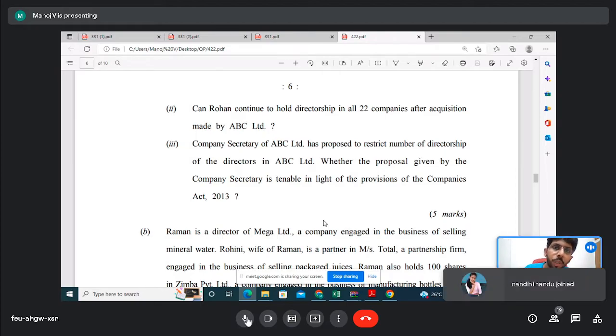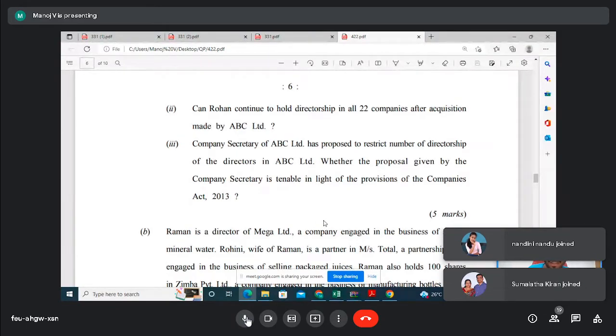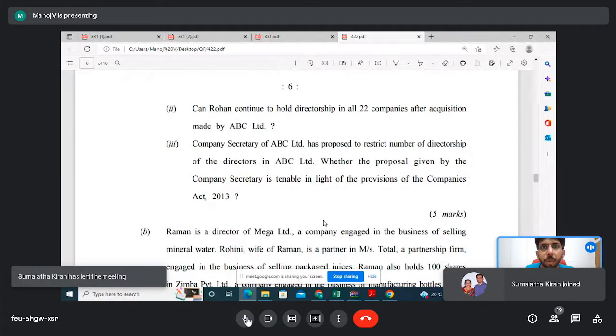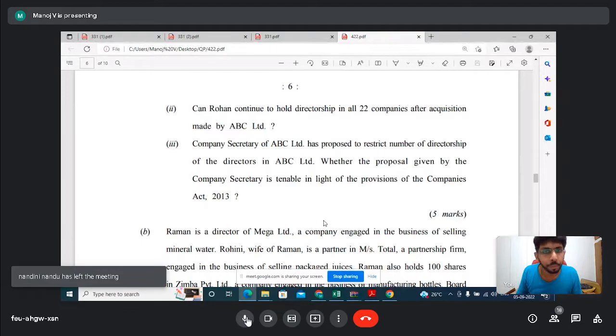So if anybody is holding more, then you are bound to resign in order to be the director in this company. Otherwise, you have to release the director position. Yes. The Act allows 20, but you are making the provision stricter. Stricter provision is allowed.